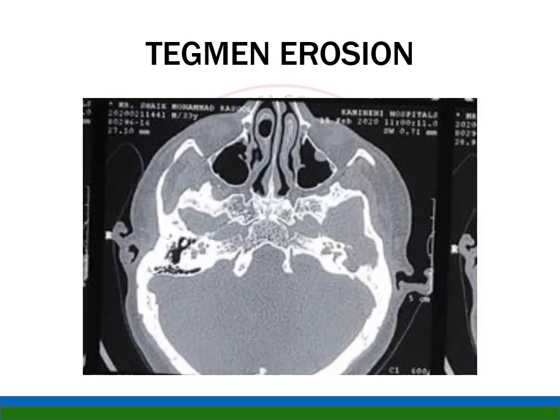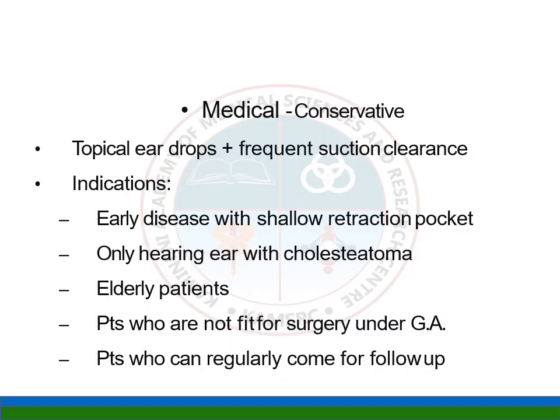Tegmen. What is tegmen? Tegmen means the bone between the cranial cavity and the ear. See here the tegmen is eroded and the ear cavity is communicated with the brain, isn't it? So the infection will go easily from the ear to the brain, and you will have a wide variety of complications. So you can see here tegmen erosion. So you can plan what to do in the surgery also. You can decide with the CT scan.